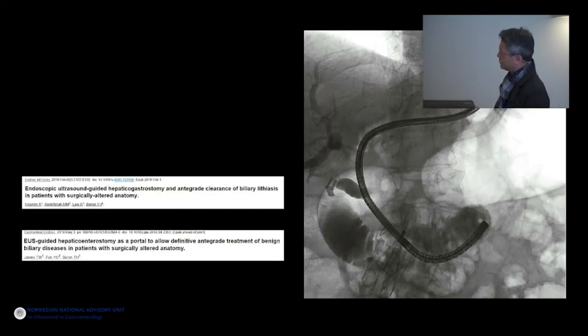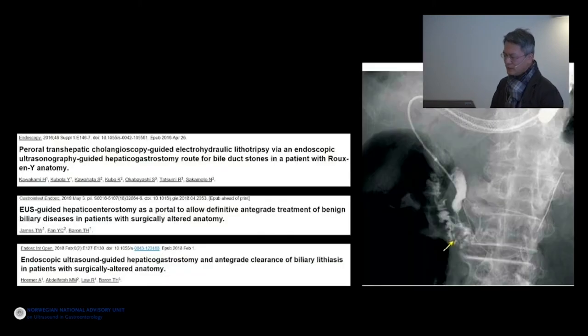There have also been descriptions that you can use a temporary hepaticogastrostomy to access the common bile duct, for example, to break stones or to remove stones antegrade rather than through the normal retrograde route. And then, for example, in this case, you can see a covered metallic stent used as a temporary access into the left liver, where you can access with the catheter and instrumentation for stone removal. And so you don't even need to pass through the papilla.